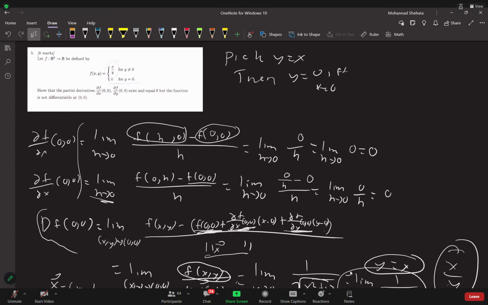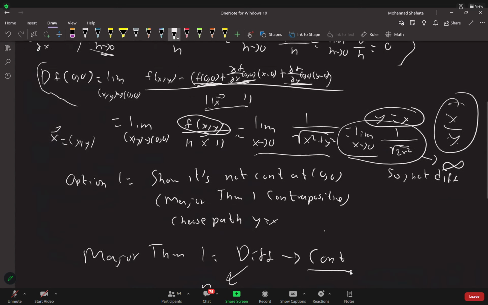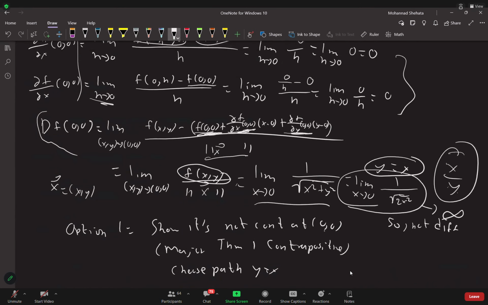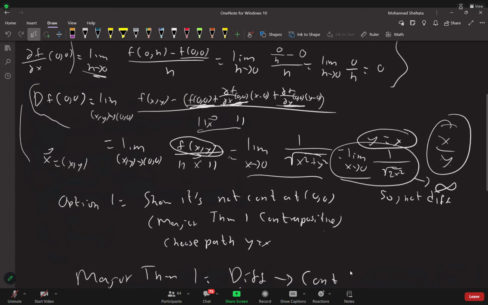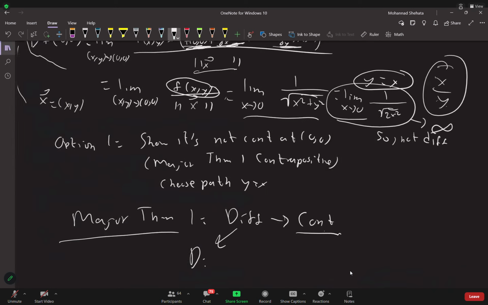Do you understand this? Does this problem make sense? So for the first two, I suggest you use the definition. For the last one, for the part where you prove it's not differentiable, you can use the definition. At least you saw the definition, but major theorem 1 works better in this case.